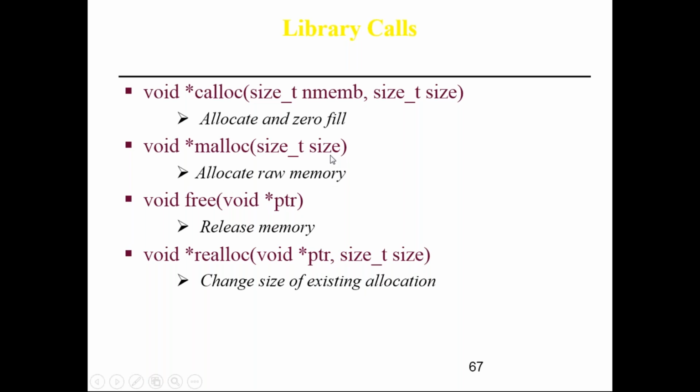So release, allocate the new size. What is the new size? Allocate and zero fills, changing the size, reallocation to a new size. So these are all your system calls with their return type and with their parameter arguments.